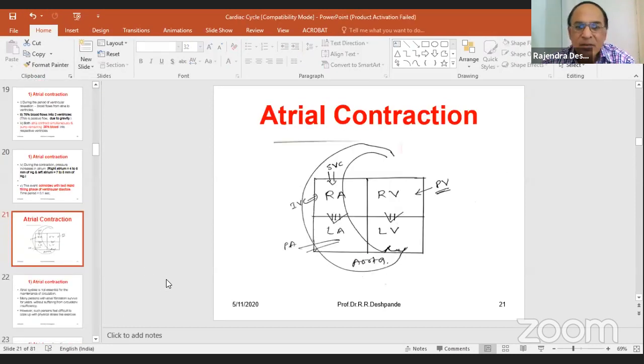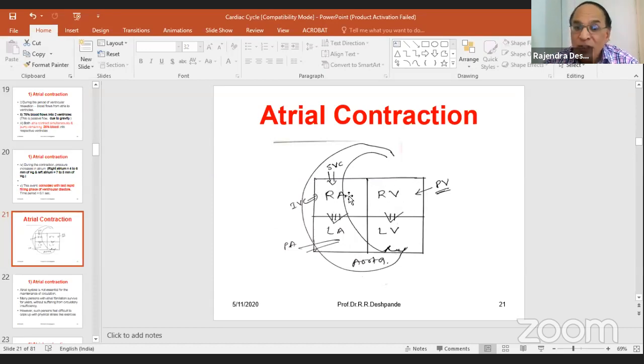Now this figure appears after every slide. Don't be afraid. You don't draw this figure 100 times in your exam, only one time. Now I am showing you here the right atrium and right ventricle. The blood is always coming from the superior vena cava, inferior vena cava and pulmonary vein. Here purified blood is coming. Here impure blood is coming.